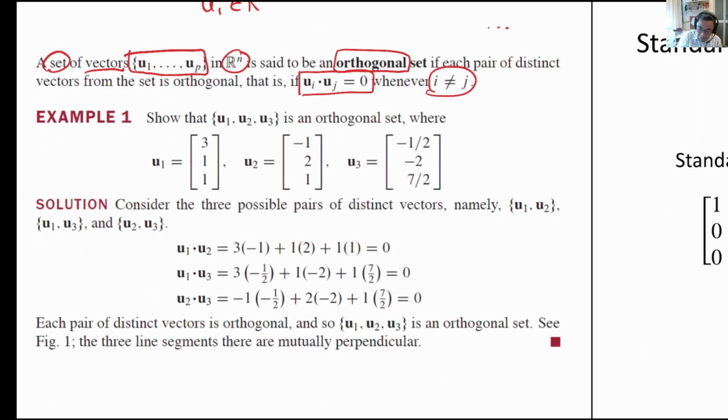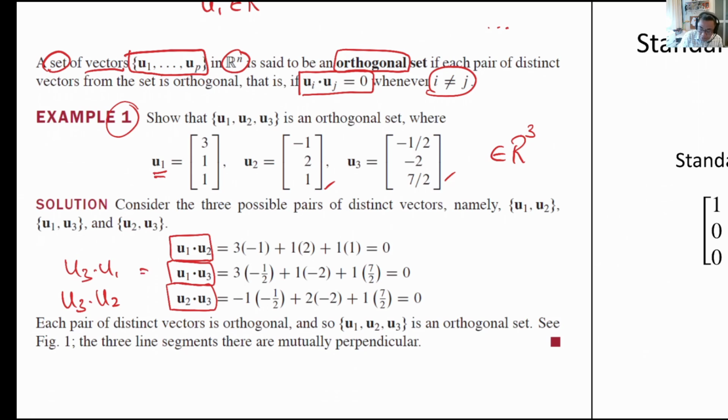Let us see an example in example 1. We have u1 as 3, 1, 1, u2 with this value, u3 with this value. They all, u1 to u3, belong to R3. To show that they are orthogonal to each other, we will compute u1.u2, u1.u3 as well as u2.u3. We do not need to compute u3.u2 because, as you will see, dot products are symmetrical, and therefore u3.u1 is also the same, as well as u2.u1.